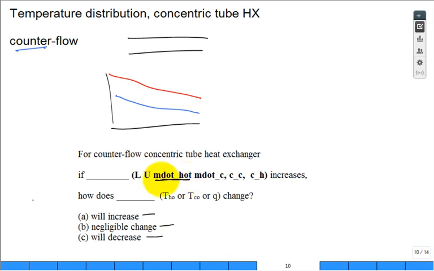Let's do maybe an easy one. If the mass flow rate of the hot fluid, I'm going to increase that. Boom. Everything else remains the same. The length the same, the U the same, the mass flow rate of the cold the same.